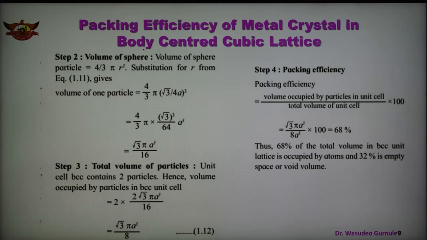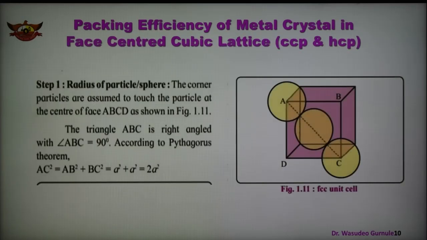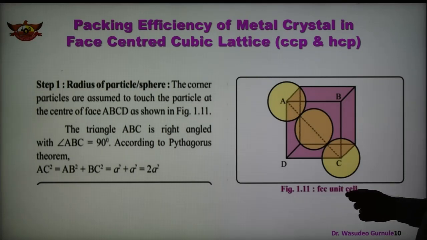So what is the packing efficiency in case of the face centered, that also we are going to calculate. So third part is the packing efficiency of the metal crystal in the face centered cubic lattice, that is in CCP or in HCP. So in case of this also we can calculate, and the FCC unit cell is shown here.